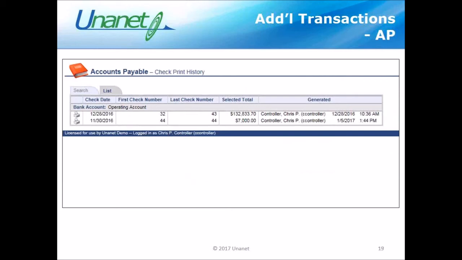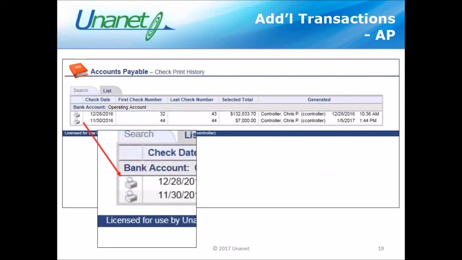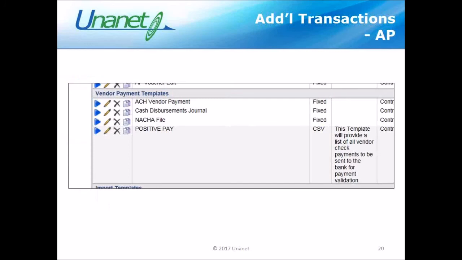Your check print history: if you forget to save off that copy of that PDF, you are able to go in and reprint your check run if you need to, and that's through the accounts payable menu, the check print history.